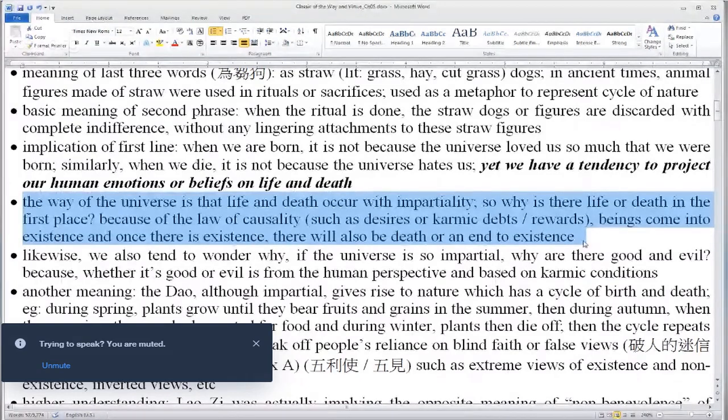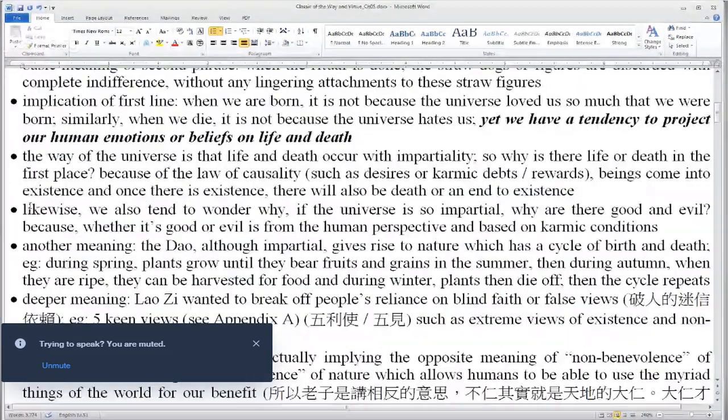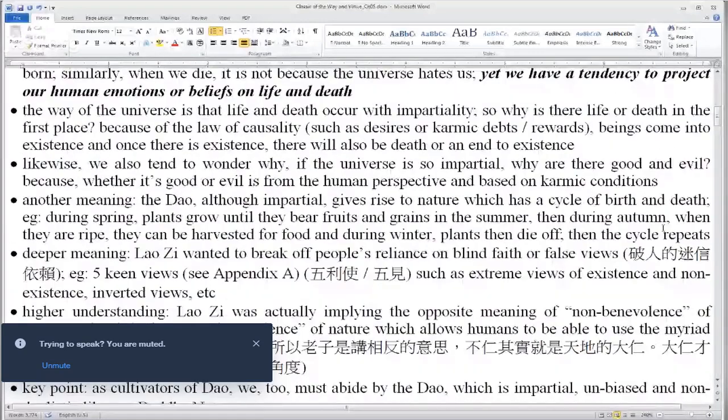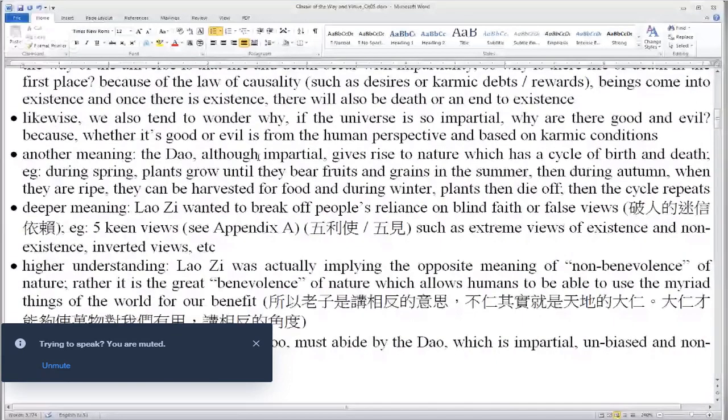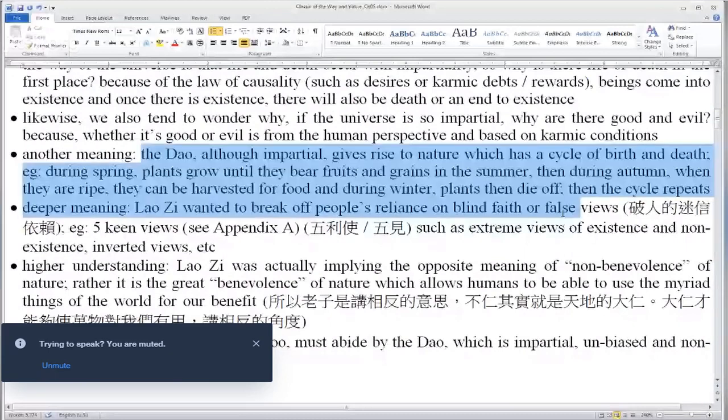Sometimes we also wonder, if the universe is so impartial, neutral, why is there good and evil? Well, whether it's good and evil is from the human perspective, based on karmic conditions, that we will talk about in the future chapters. But anyway, another meaning is that the Tao, although impartial, gives rise to nature, which has a cycle of birth and death.